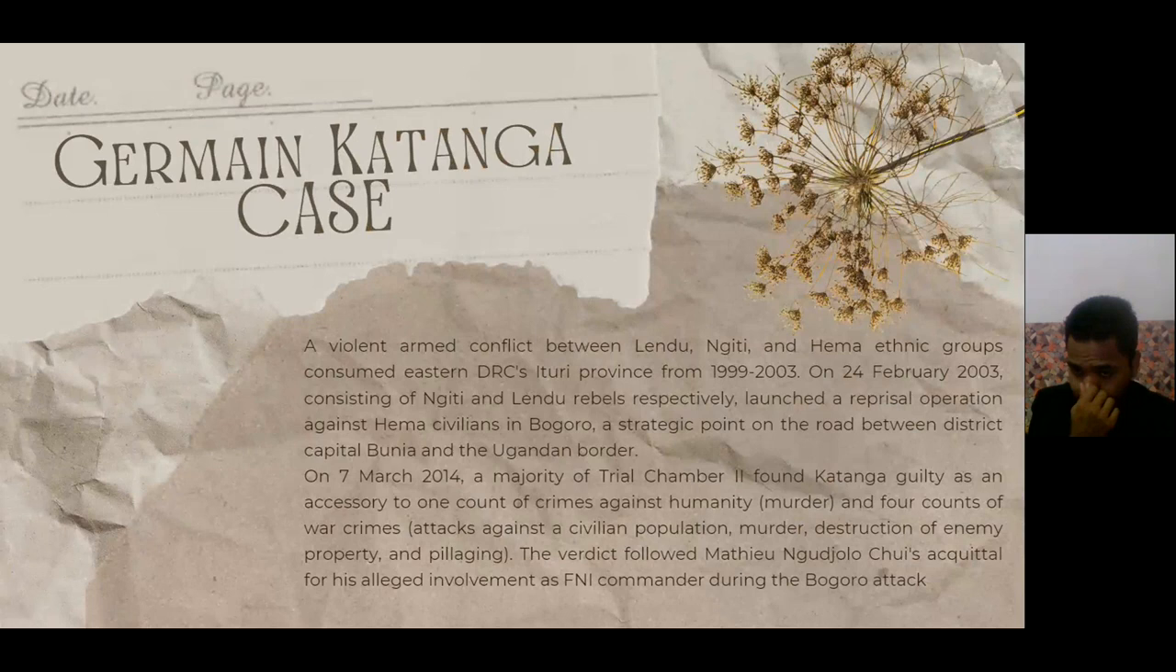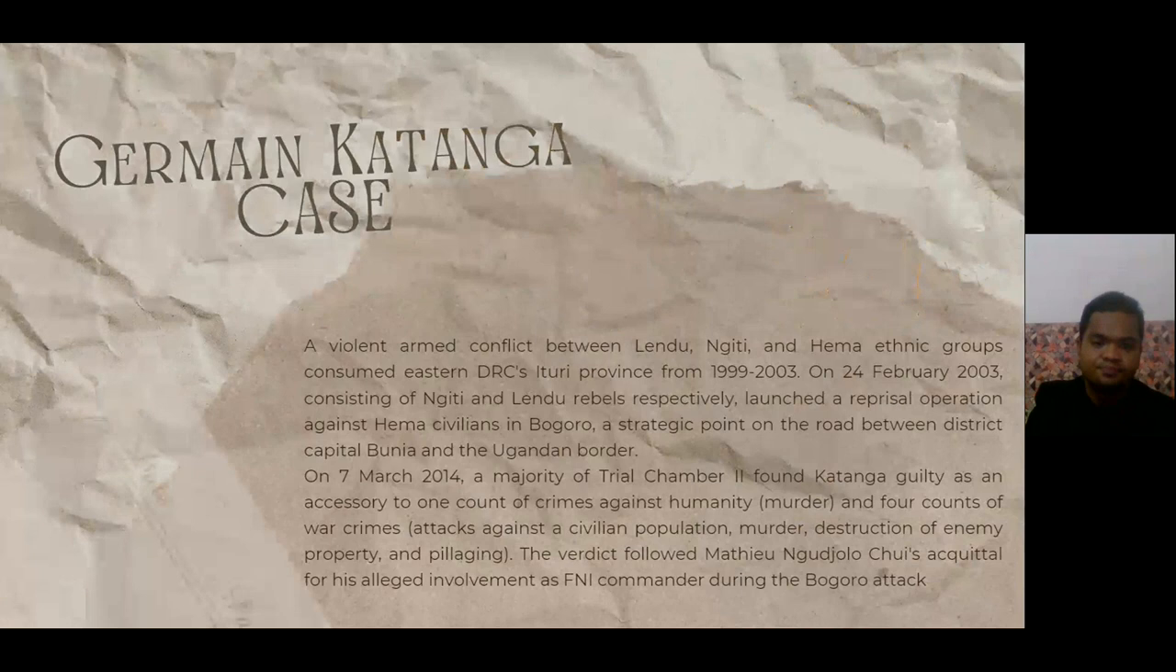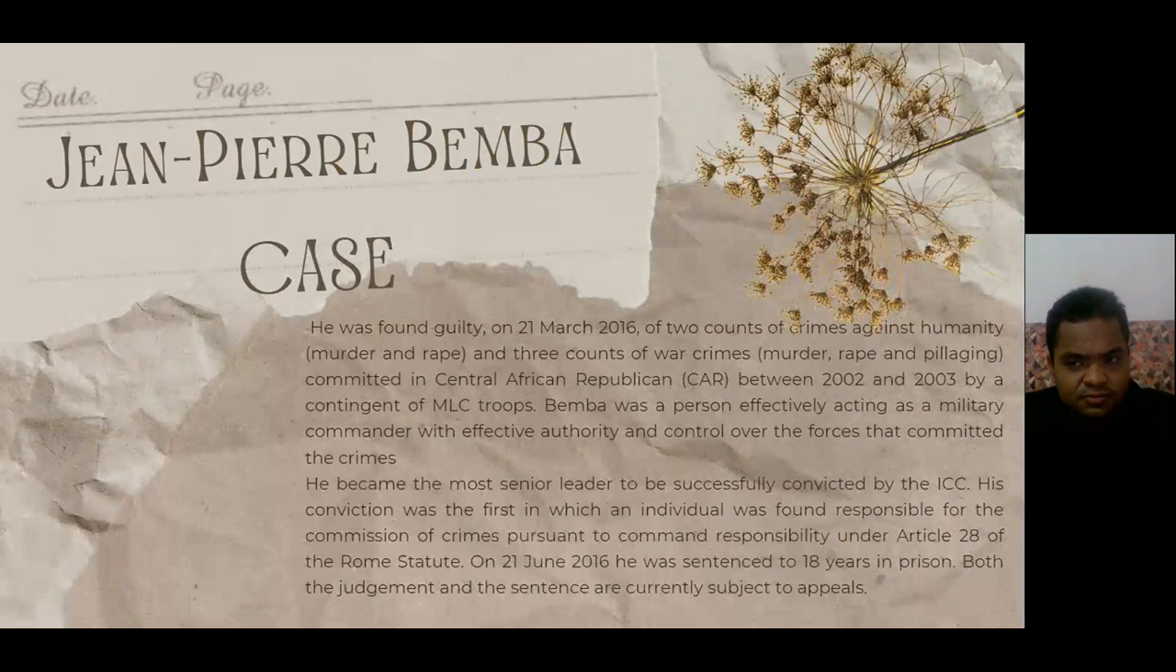This is one example case of crimes against humanity. We will proceed to the second example. The second example of crimes against humanity can be seen in the Jean-Pierre Bemba case.